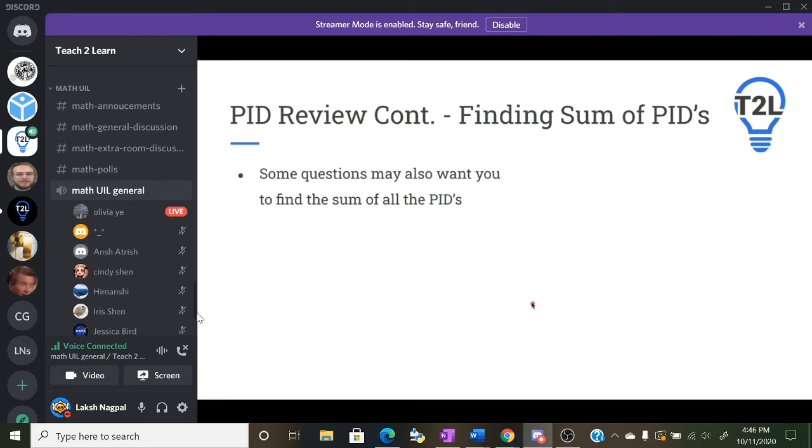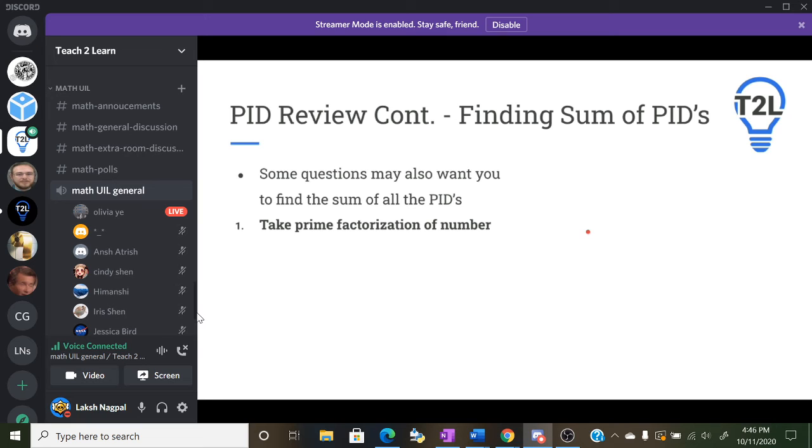Okay, now some questions will also want you to find the sum of all the PIDs. So before you found how many PIDs there were. In this one, you're going to take all those individual PIDs and then add them together. Now that's a lot, so there's a much easier method to do that. So first what you want to do is, again, take the prime factorization of the numbers.